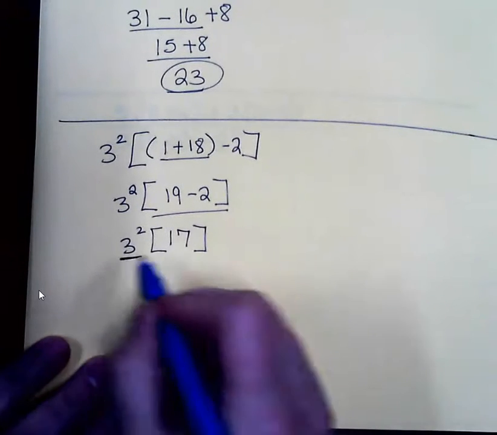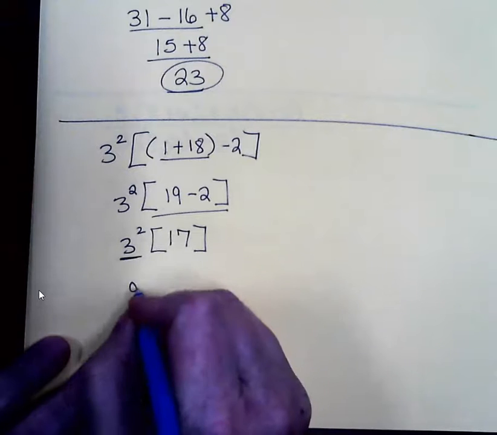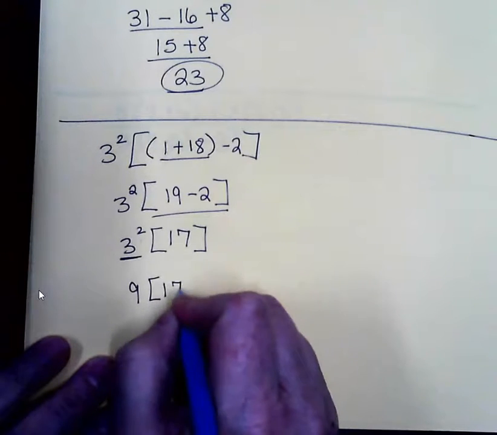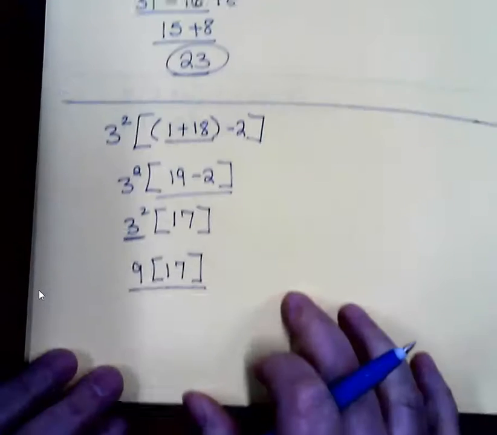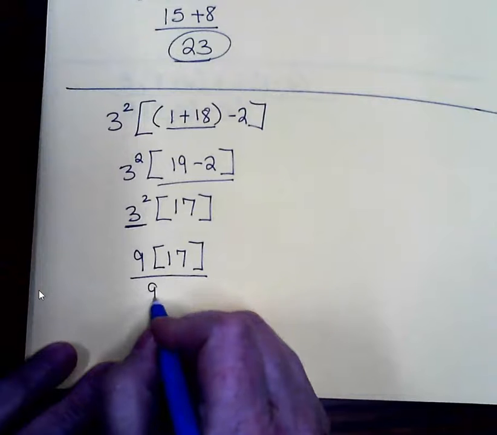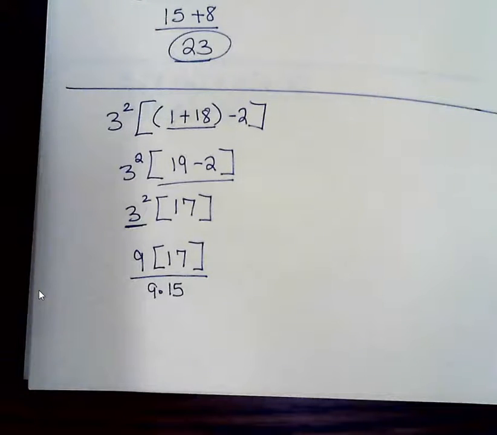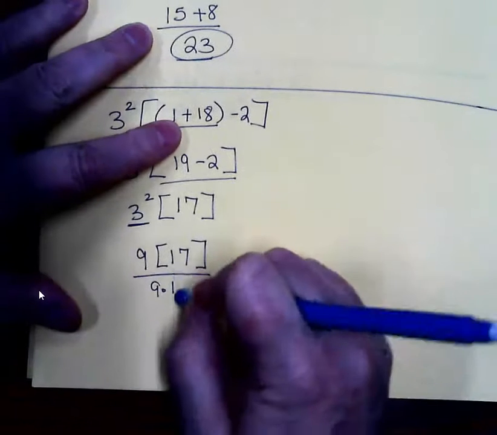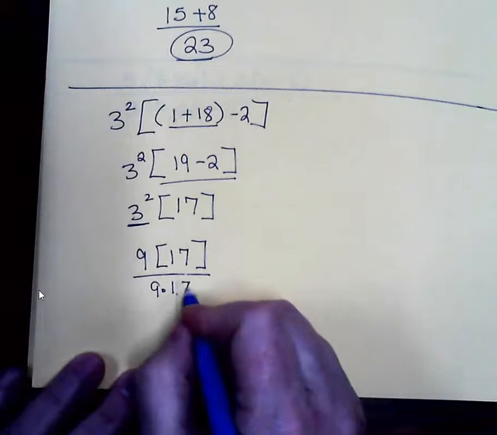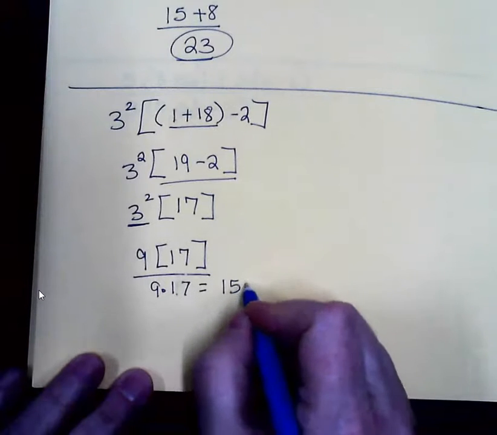So I do my exponents. 3 squared is 9. And this is the same thing as multiplication. 9 times 17. And I didn't write 17, did I? 9 times 17 is 153.